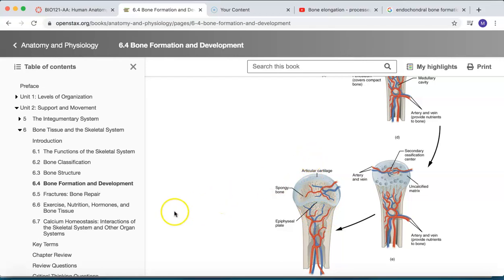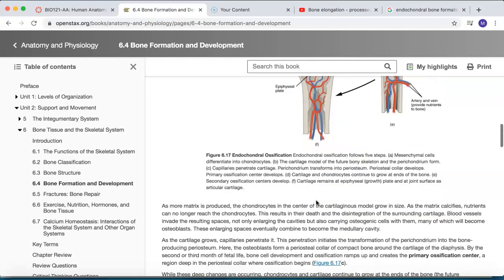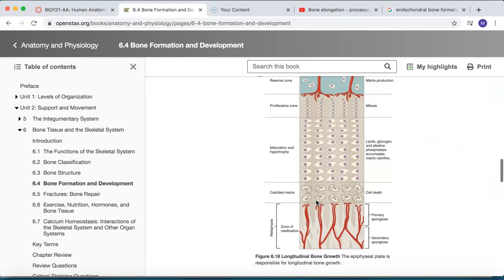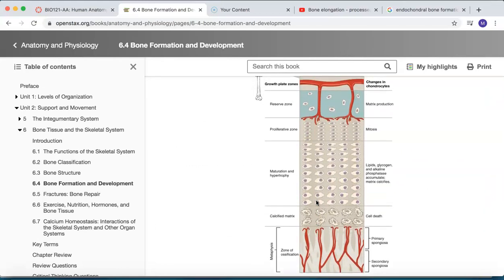I'm going to point you to a video in just a moment. If you look beneath this video, you will find a link to a YouTube video that I think does a tremendous job of explaining what the layers of this particular epiphyseal plate do. If I come down here, you can see the layers. Now, this is what the video is going to show you.